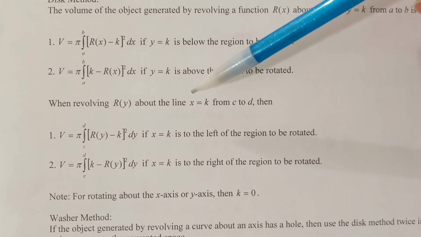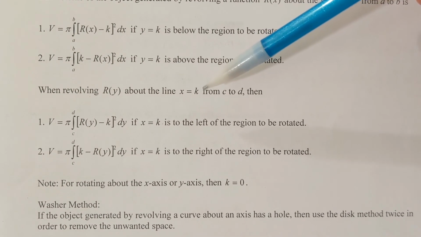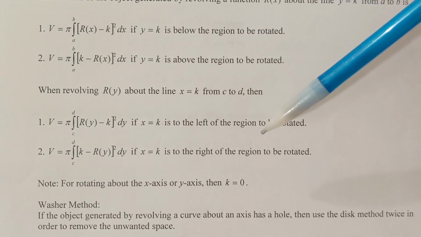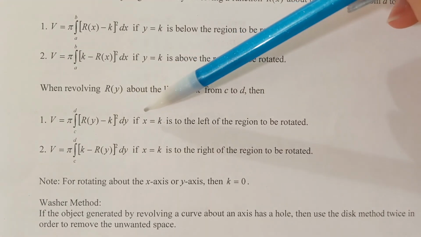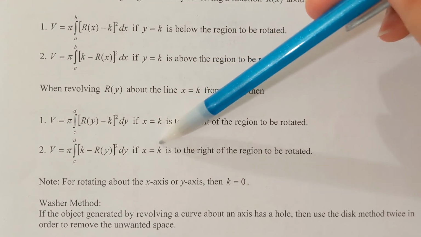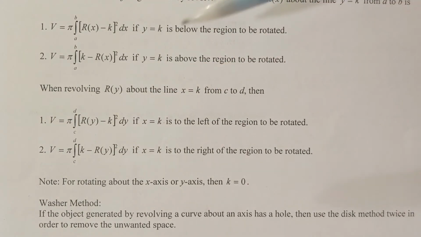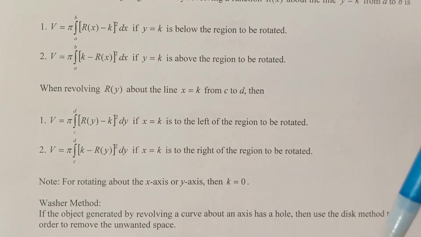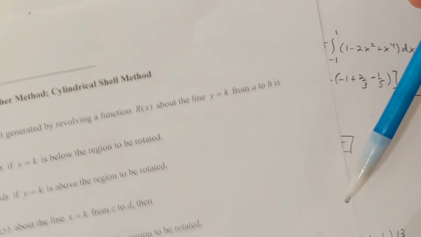So what if we're rotating about the y-axis, or something that is parallel to the y-axis, like x equals 2 or x equals -3? Well, your integral is going to be in terms of y now. You'll use this form if x equals k is to the left of the region to be rotated, and you'll use this form if x equals k is to the right of the region to be rotated. Again, I don't think we need to know formulas here. They're there for you. But remember what we have already talked about: right curve minus left curve. That's all I'm doing when I set up the inside part here, and then I square it. So let's take a look at some examples.